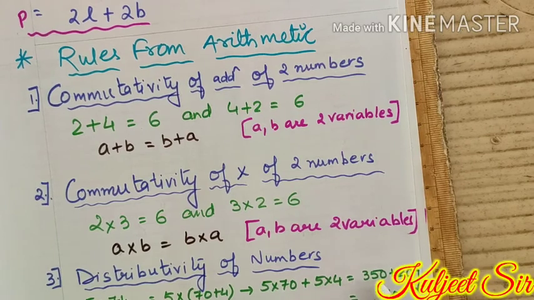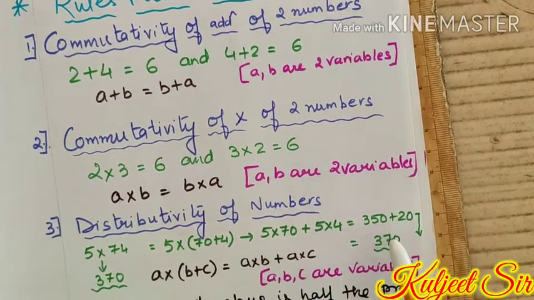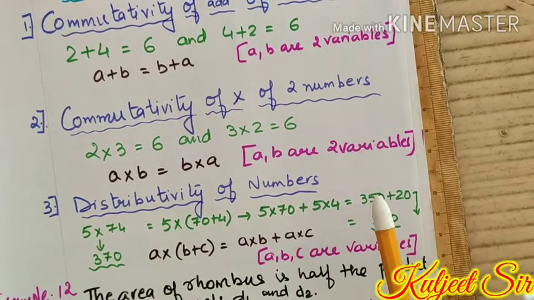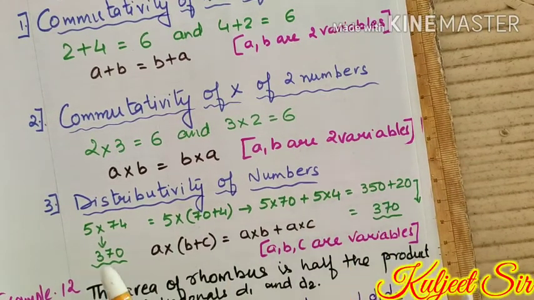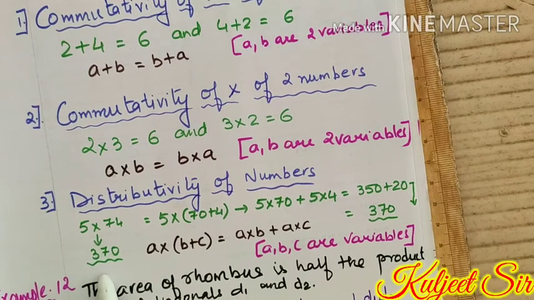Now let us talk about the third one, the distributivity of numbers. You can see on the screen, 5 into 74. When I do so, I will get the answer 370. And according to the property, I will elaborate it. 5 multiplied by 74, I have split up into 70 plus 4, which gives me 5 multiplied with 70, plus sign in the middle, and then 5 into 4.